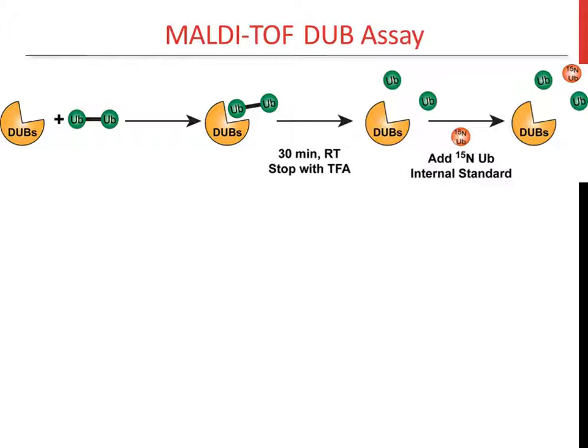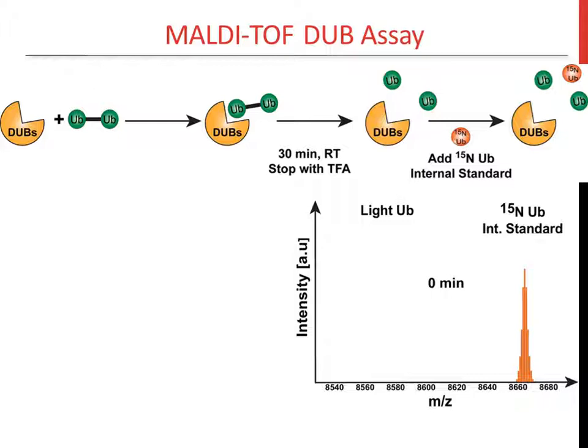So our assay now looks like this: we have our N15-labeled ubiquitin as an internal standard, and we have this increase of intensity that we get with time. And as you can see in the mass spectrometer, we're using just the mass area around our two ubiquitins, so that we can use the mass spectrometry intensity as a readout.